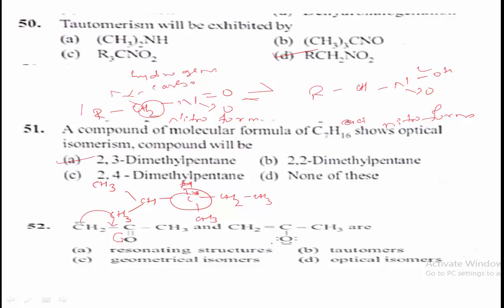Resonating structures are the structures which individually do not show the original structure. These structures are also called canonical structures, hypothetical structures, etc. Okay, the correct answer for this question is option C. Sorry, option A, resonating structures. Option A is the right answer.